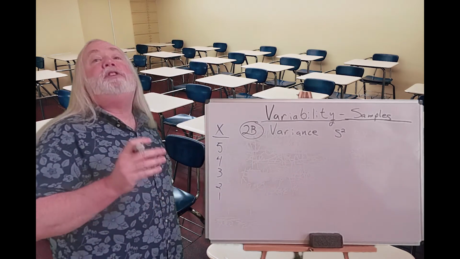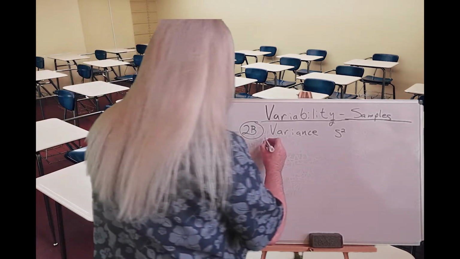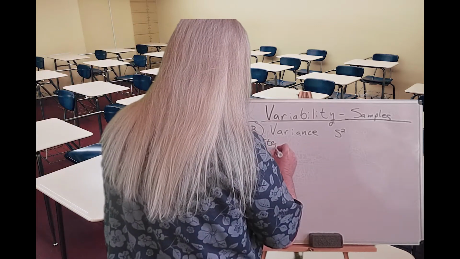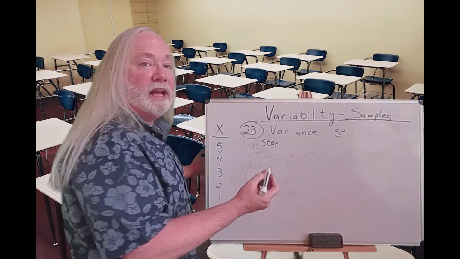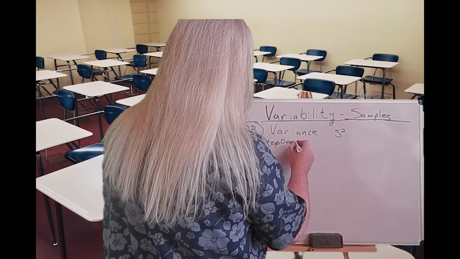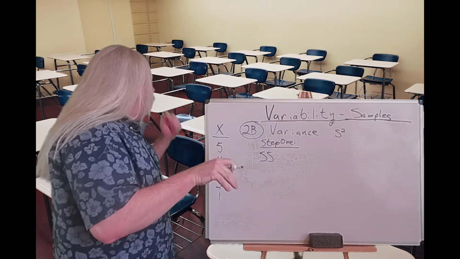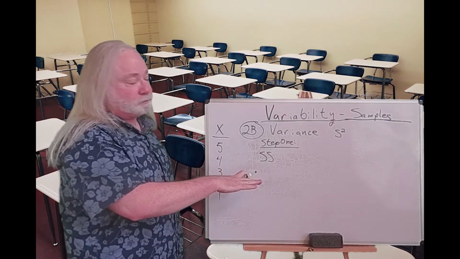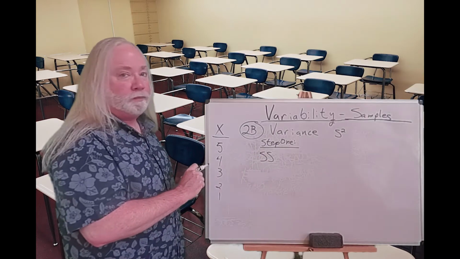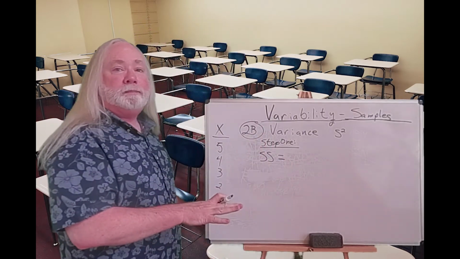Same thing. So we need to do it in 2 steps, just like before. Our first step is to get the sum of squared deviation scores, or sum of squares. Pardon me, same symbol, that's not different. SS for sum of squares. And the formula here is the same.